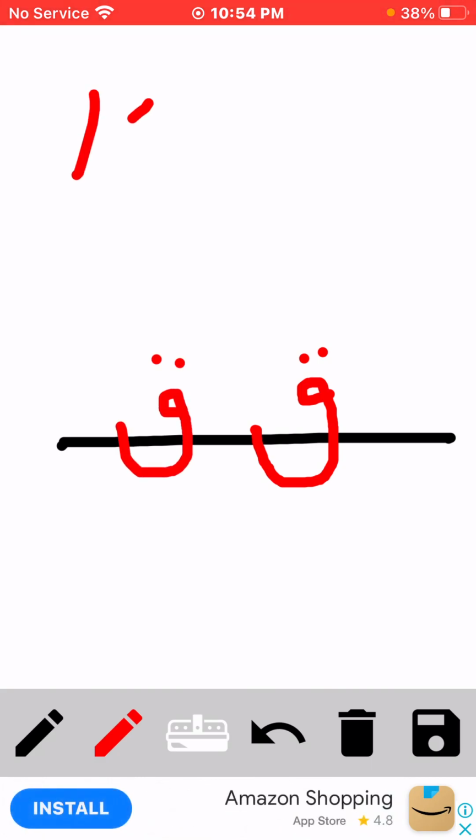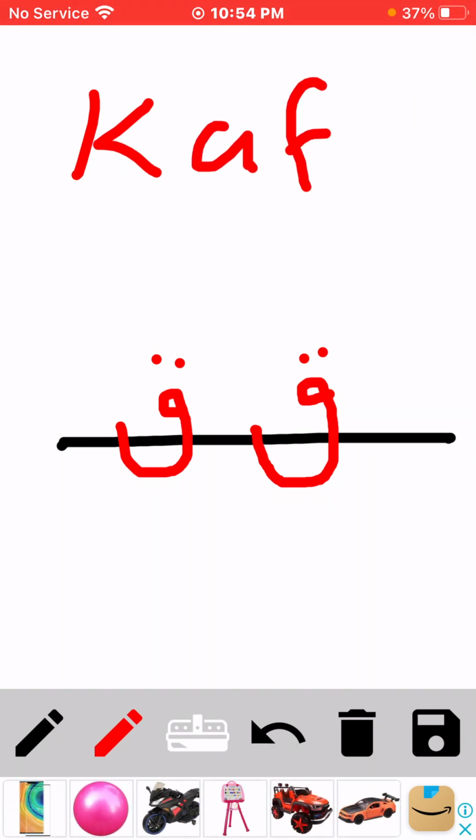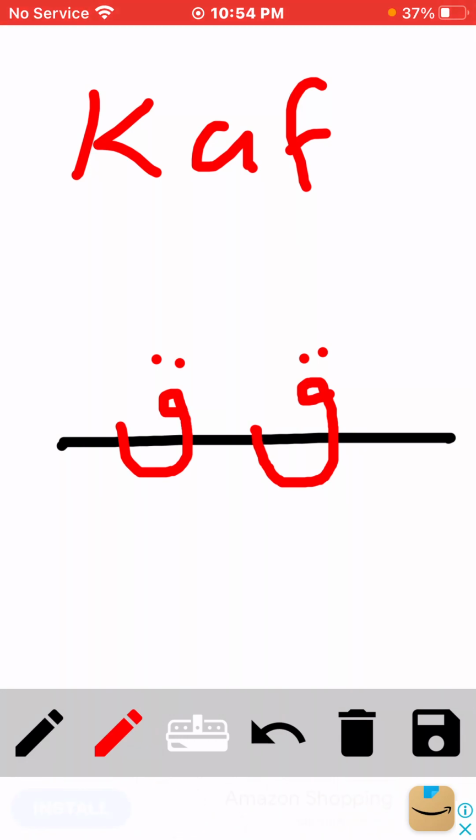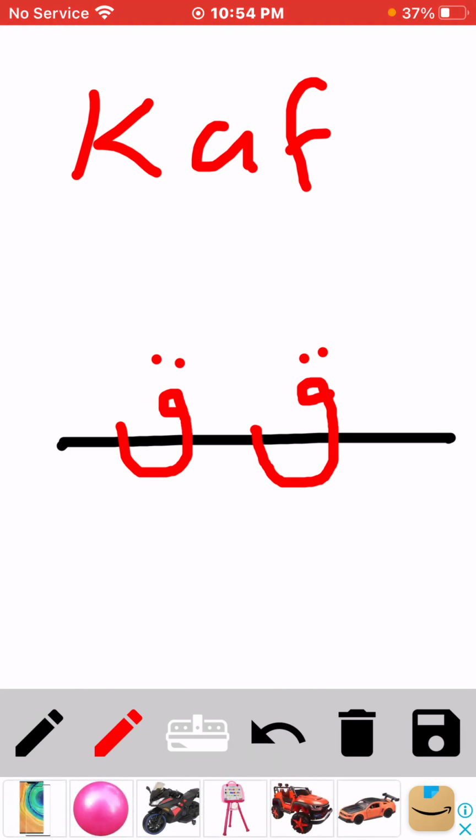So this is the letter qaf. Don't say kaf. No, it's different. There is another letter called kaf, but it's different. This is qaf. This is heavy. Qaf, and its sound is qa.